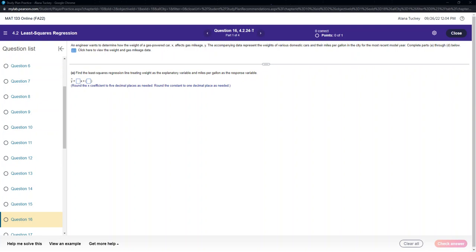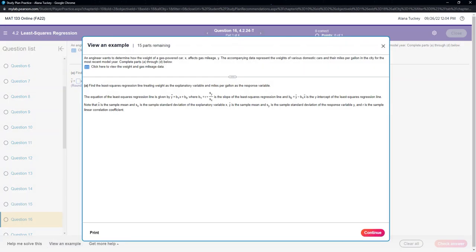Hello, Math 133 students. I've received a request for help with this question, which is 4.2.24t. All right, so I'm going to click View an Example. I'll do the example, which will, of course, be very similar to the problem.